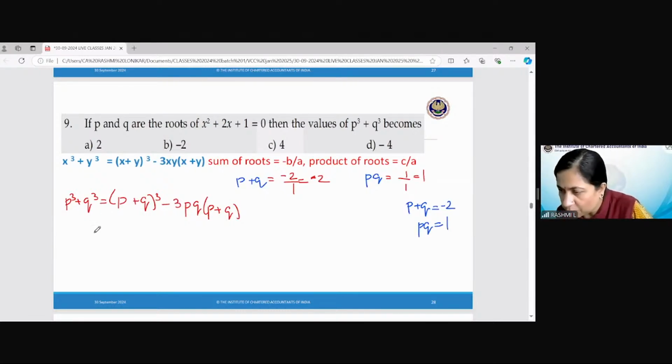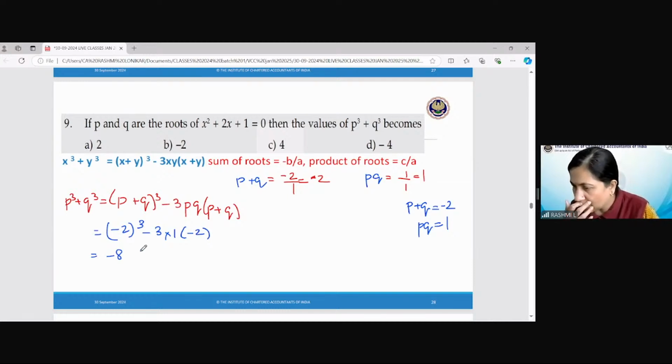So I am going to substitute here p plus q is minus 2. So minus 2 whole cube minus 3 into pq, which is 1, and into p plus q, which is minus 2. Minus 2 whole cube will be minus 8, and minus 3 into 1 into minus 2 will be plus 6. So minus 8 plus 6 is equal to minus 2. So B will be the answer.